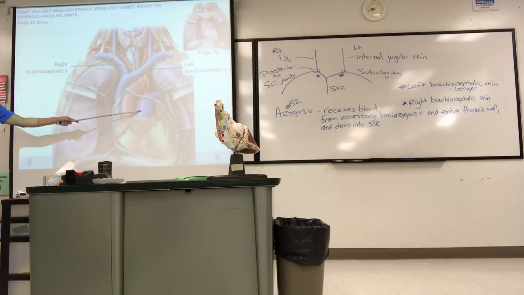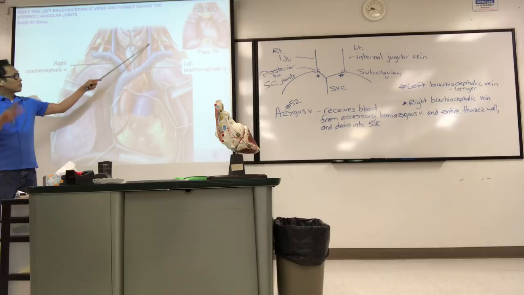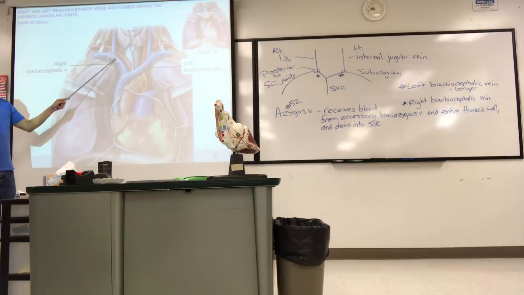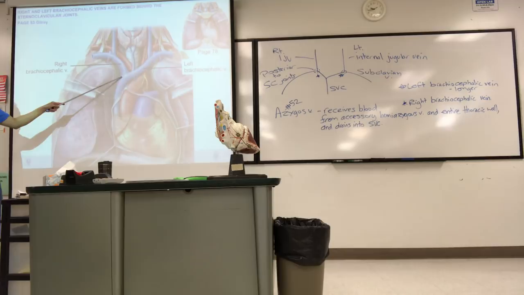Okay, and what I had said earlier was the two main veins of the neck are what? They have a left and right internal jugular vein, all three words. It merges with these two veins, which are the subclavians, and where they merge is behind the posterior sternoclavicular joint. And they become the left and the right brachiocephalic vein. Which one is longer? The left one, because it has to go from the left side to the right side to get to the SVC, the superior vena cava.